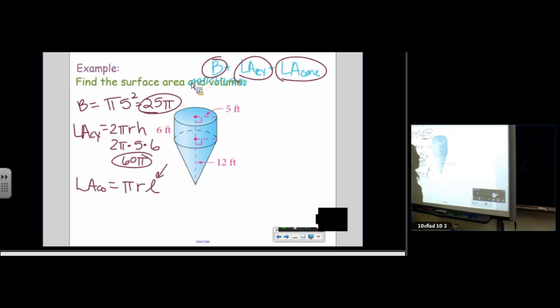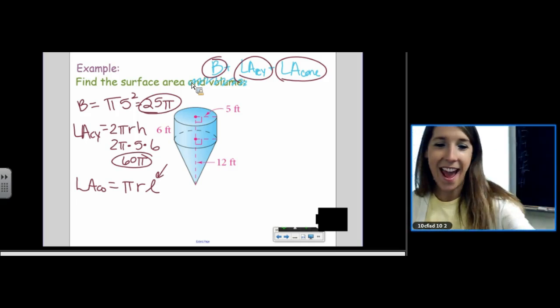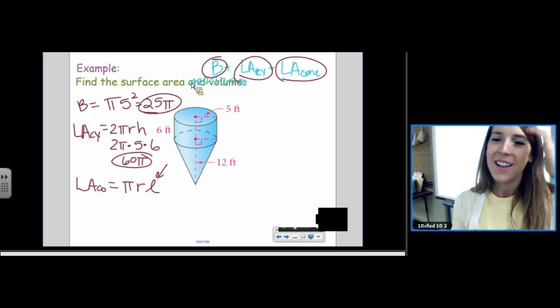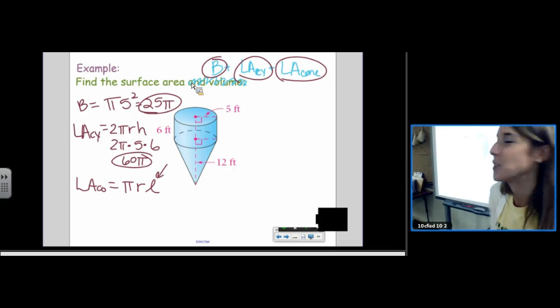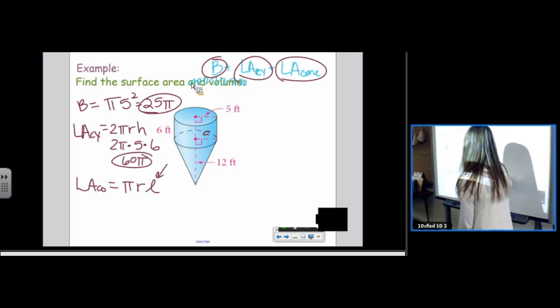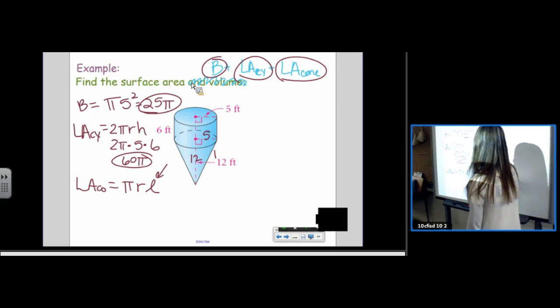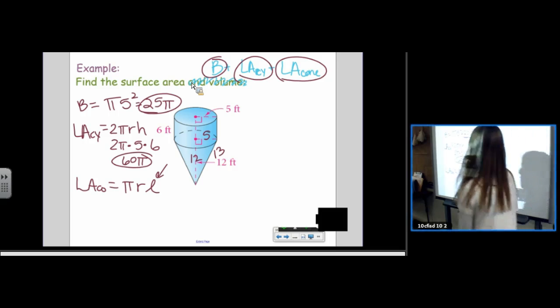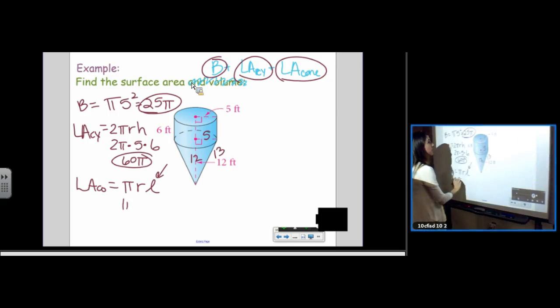Oh no, we haven't had to find anything until now. We finally have to find something. We need to find the slant height, but of course it's a triple because we're just so nice. 5, 12, 13. Pythagorean theorem. Pi times the radius times the slant height.